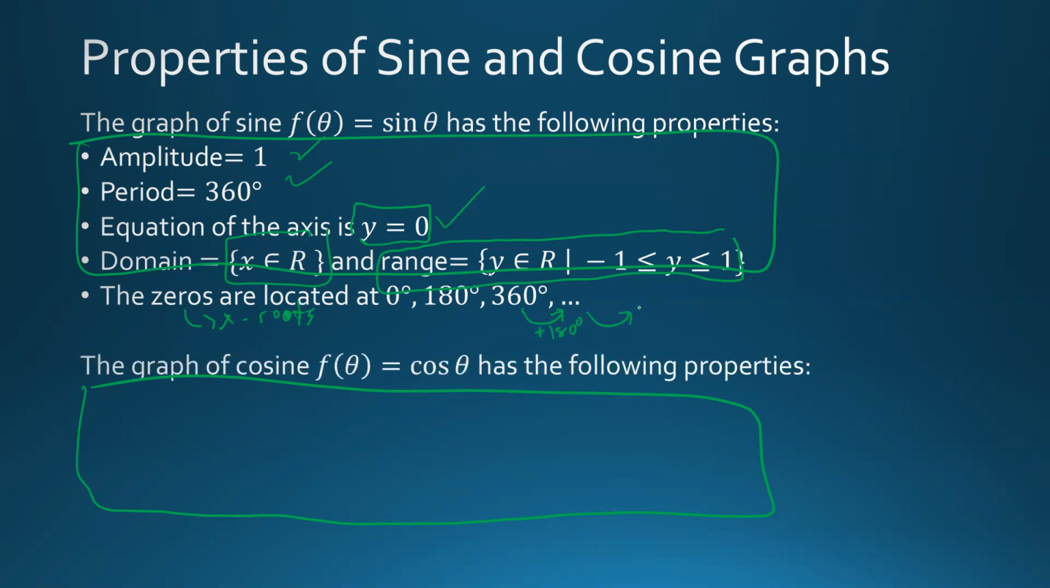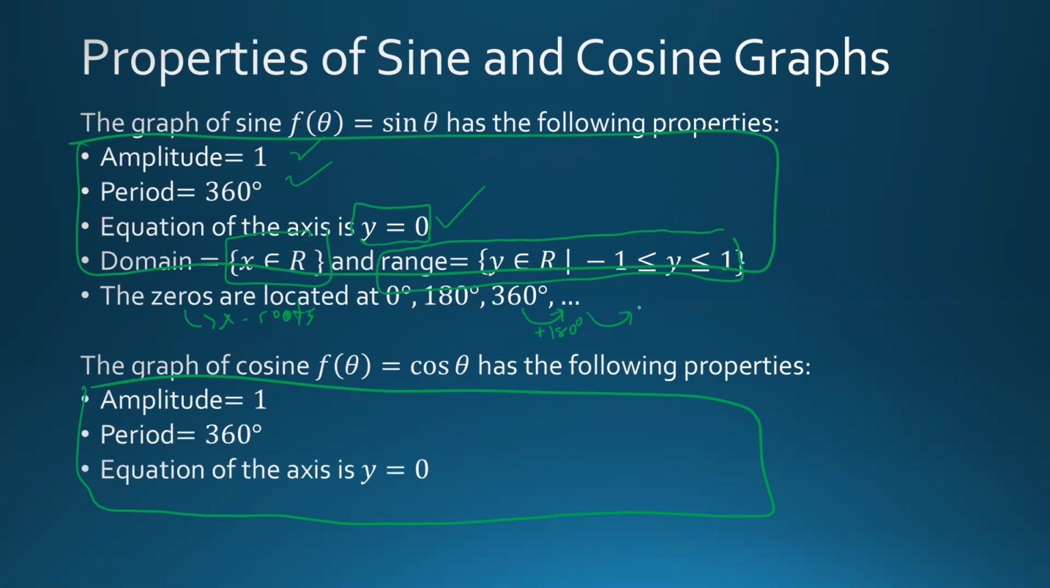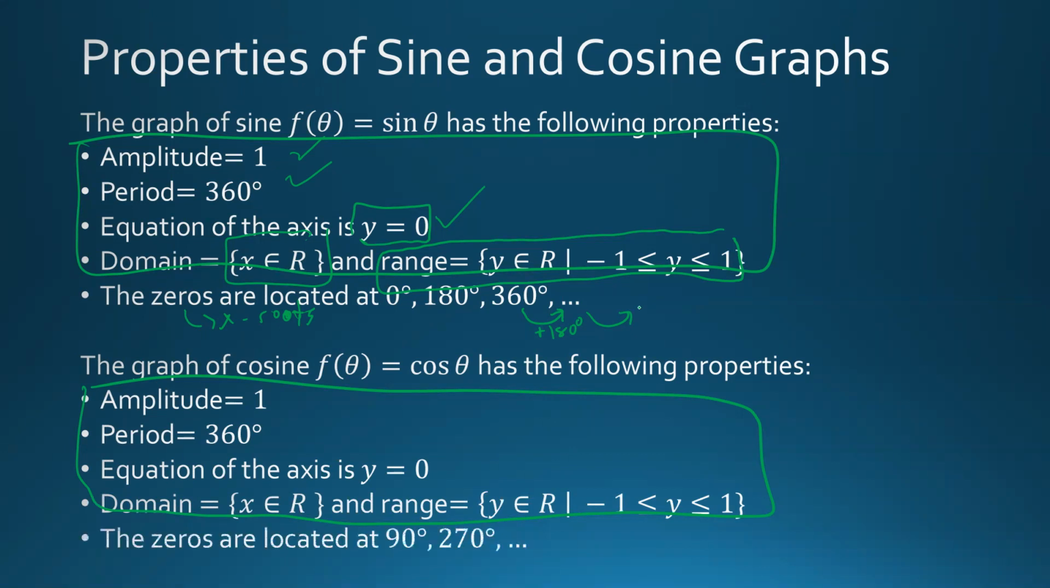And then, of course, for the cosine graph, as I mentioned already, I wouldn't even bother writing this down, because we get the exact same properties. We have an amplitude of 1, a period of 360 degrees, an equation of the axis of the curve that is y equals 0, and a domain x ∈ R and a range y ∈ R such that it goes from -1 to +1. And the only difference really that we can notice right away is that the zeros are different. It goes from 90 degrees, 270 degrees, and so on. And you can pretty much predict what's going to happen. You simply keep adding 180 degrees to find the next 0 after that.